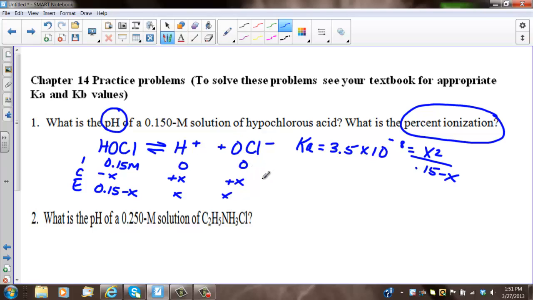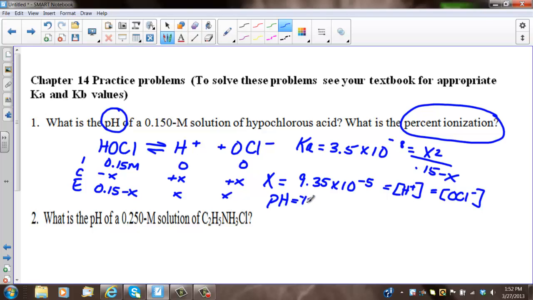And remember, I put this into my solver. I get x equal to 9.35 times 10 to the minus 5, and that's equal to the H+ concentration as well as the OCl- concentration. So we want the pH, so pH is equal to negative log of the H+ concentration. So in this case, negative log of 9.35 times 10 to the minus 5 is going to give us a pH of 4.03.